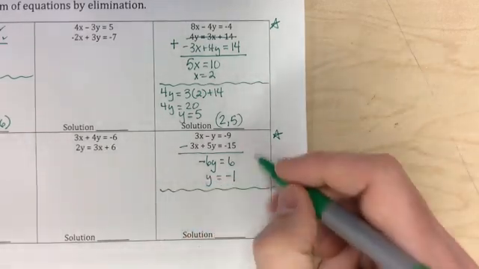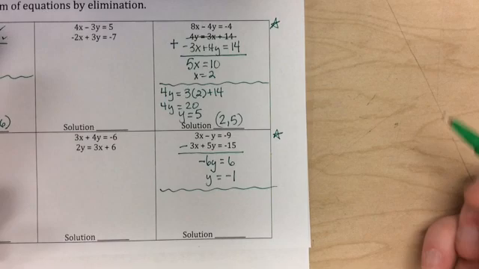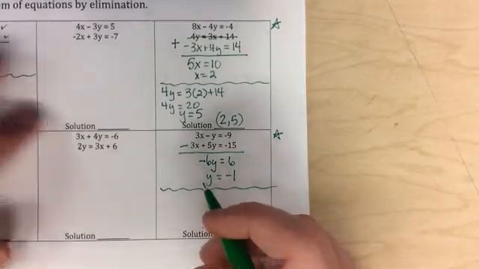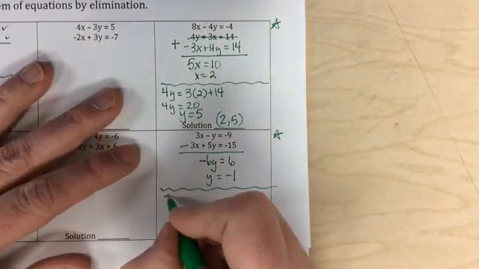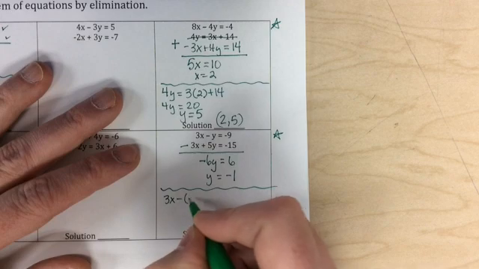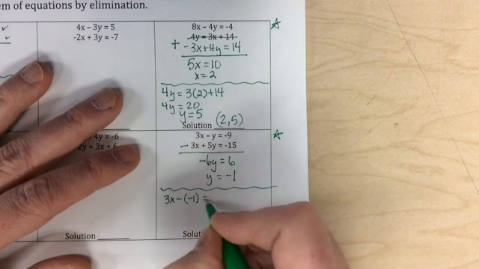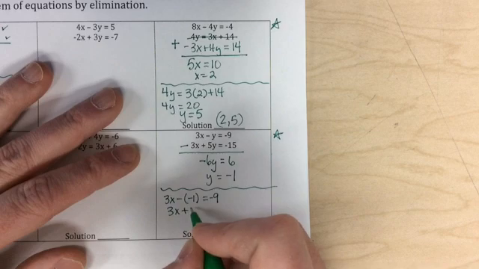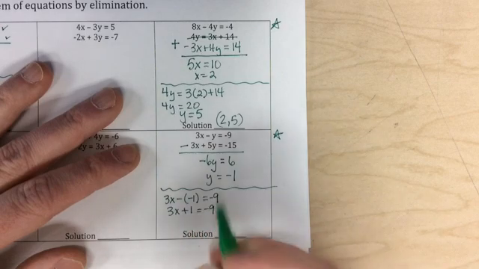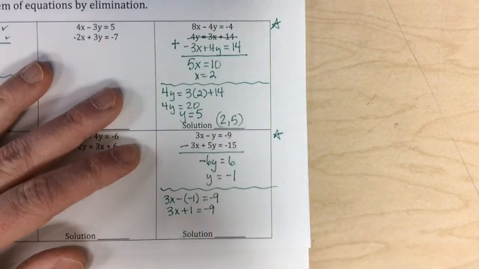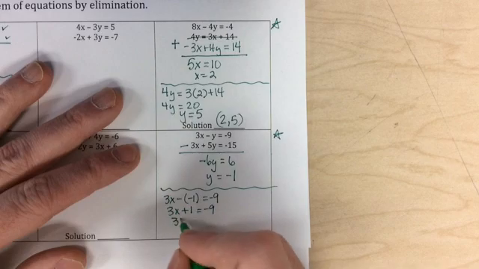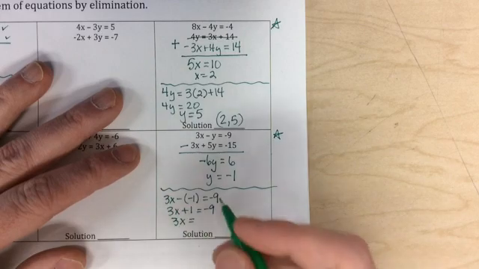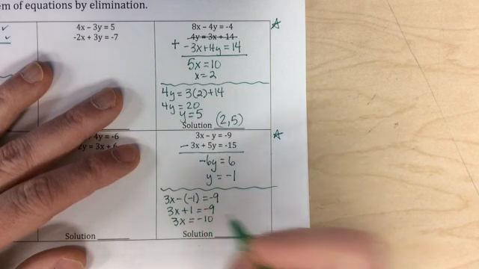Now that I know y, I can substitute back into one of those equations, and I can solve for x. I'm going to use the top equation. So 3x minus negative 1 equals negative 9. 3x plus 1 equals negative 9, because you'll remember minus a negative is the same as plus. So 3x equals negative 10.